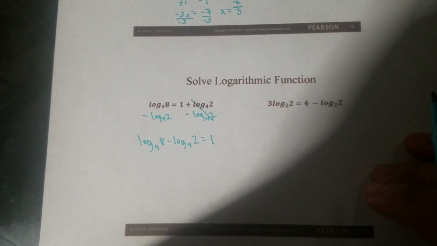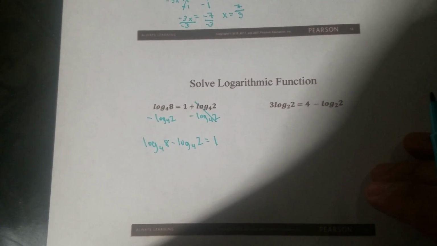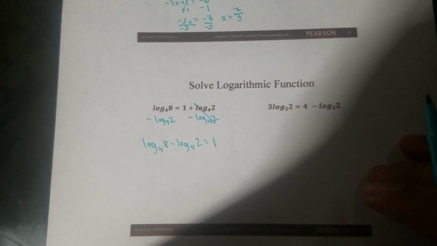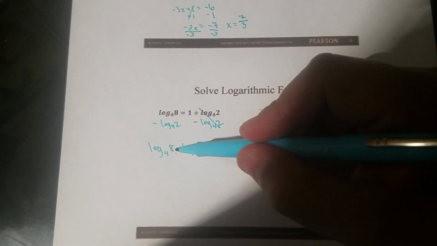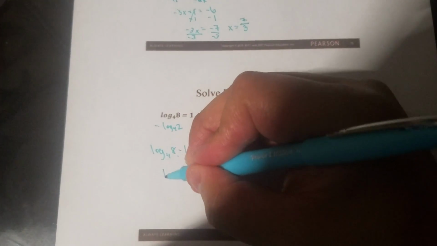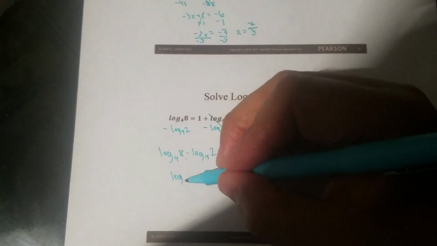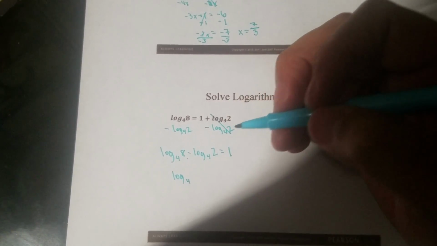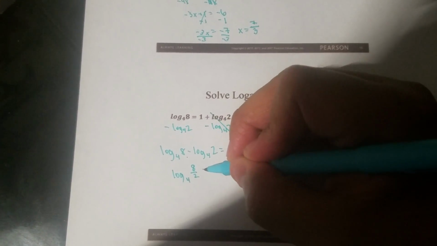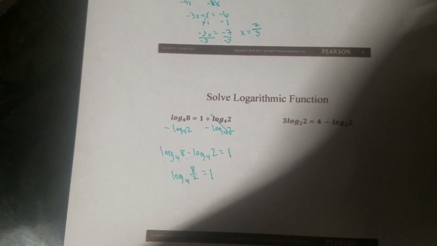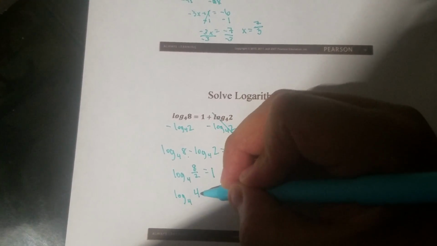So what I have here is an equation now that I can solve. Okay, and really you need to remember your rules for logs. So if I see a minus between them, that means I divide the numbers. So log base 4, 8 over 2 equals 1. So log base 4, 8 divided by 2 is 4, equals 1.